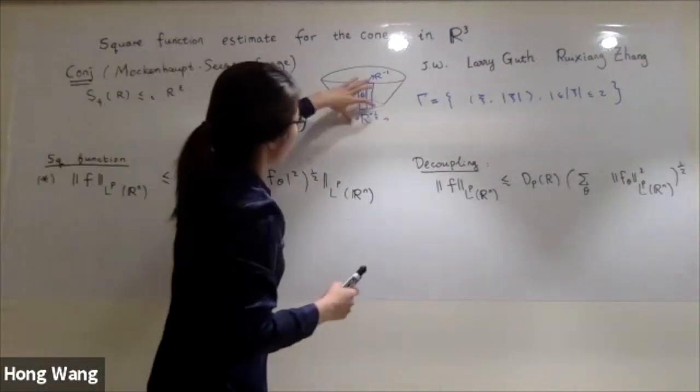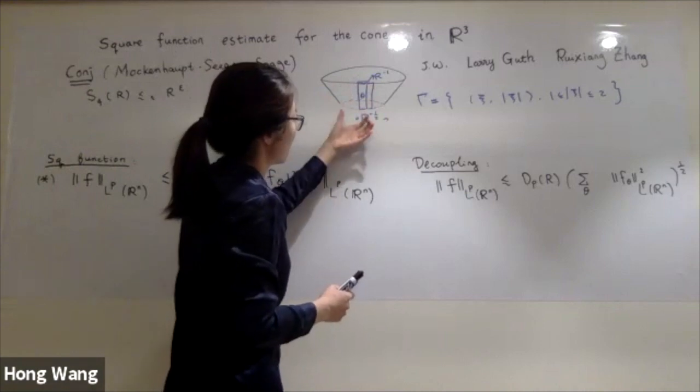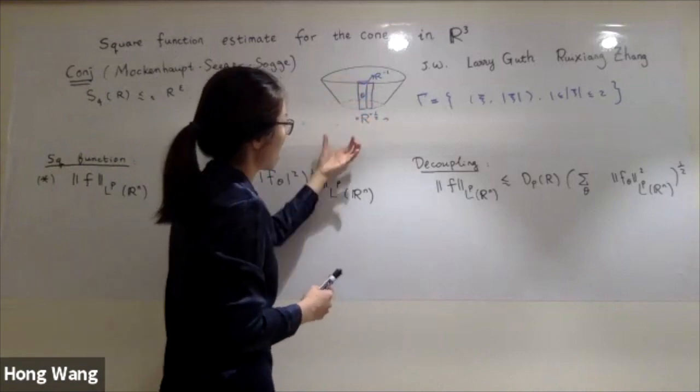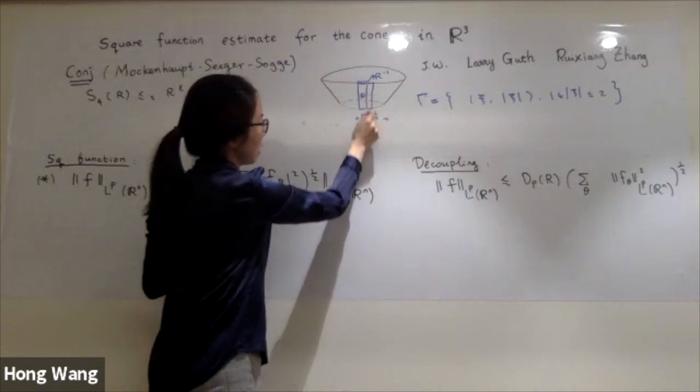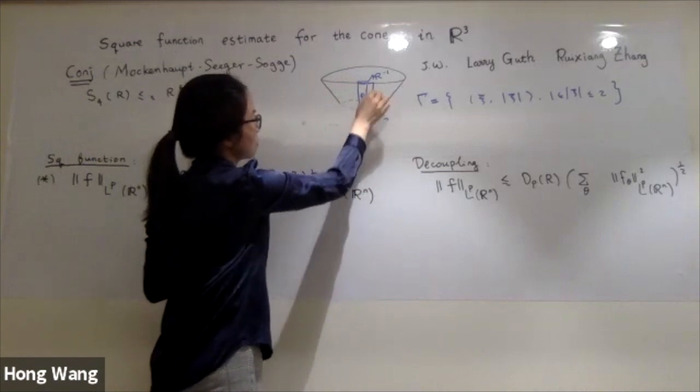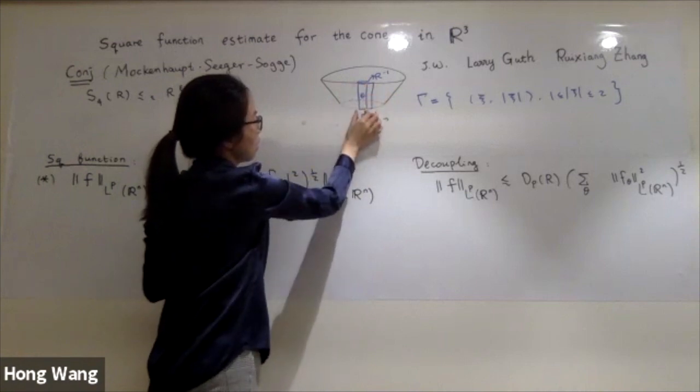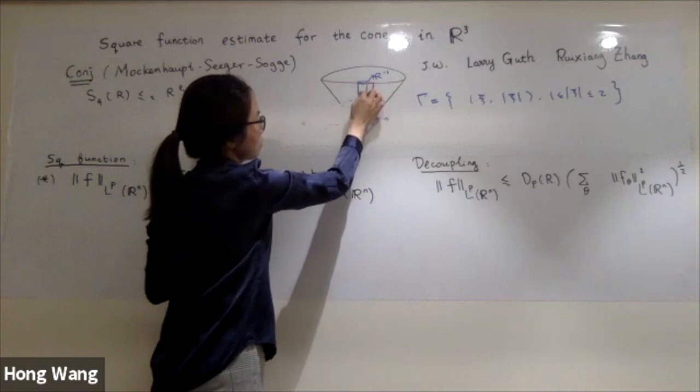And also the way we choose the width R to the minus a half is because at the width R to the minus a half, we can use rectangular planks to cover the theta.